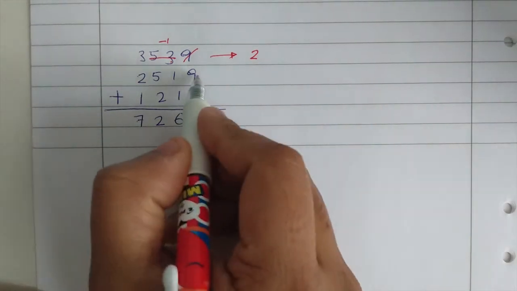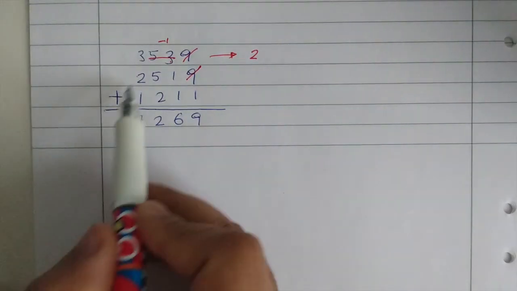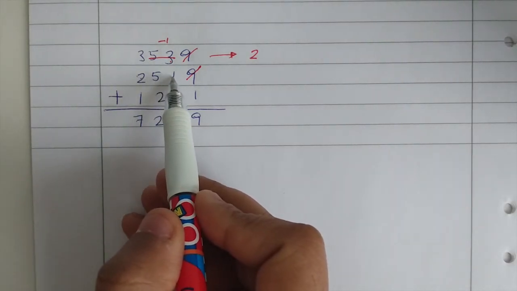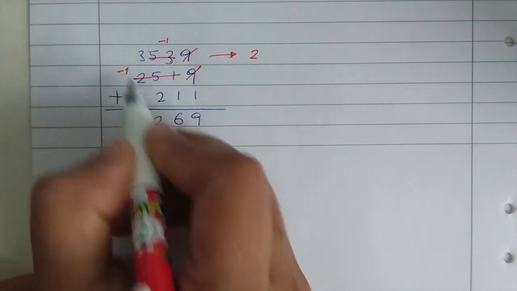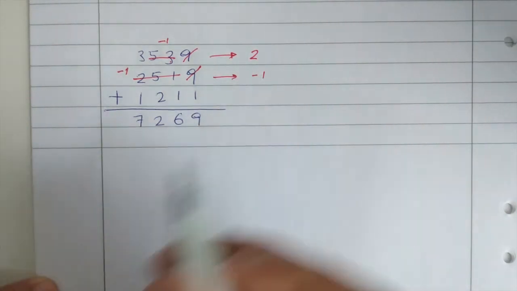Now the next number, again the number 9 is very convenient for us. So we just remove it. Now 5 plus 2 makes it 7 and plus 1 makes it 8. So we remove all of these three numbers and we write it as minus 1 because 8 is 1 less than 9. So we write here as minus 1.